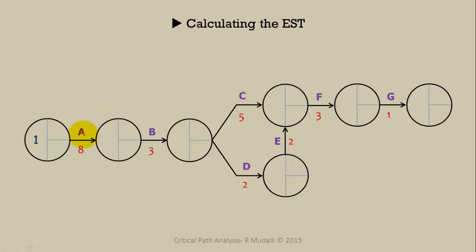A having an activity duration of 8 days, B 3 days, C 5 days, D 2 days, E 2 days, F 3 days, G 1 day.